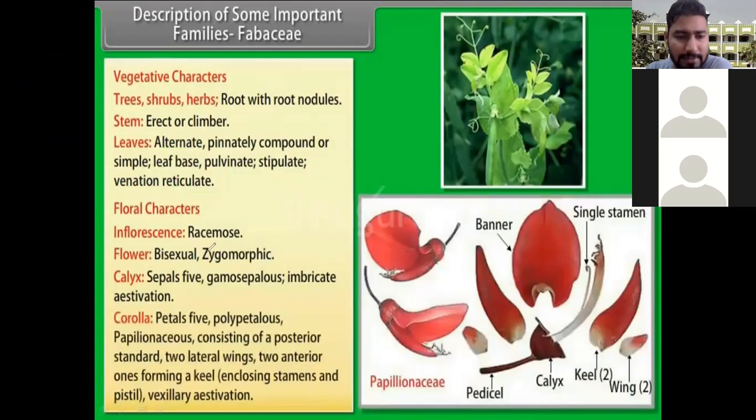Now the floral characters. Inflorescence is the racemose type. We have discussed in detail the racemose and the cymose types. In the racemose, there are simple raceme and compound raceme. Okay, there is also the spike. This is the racemose type of inflorescence.